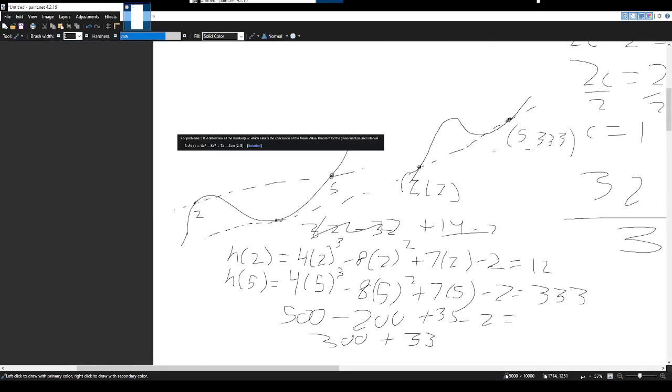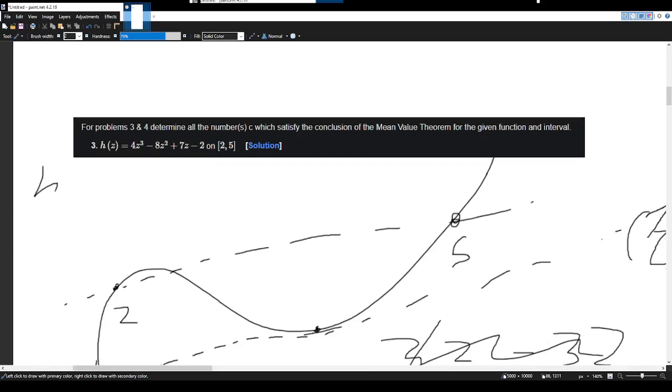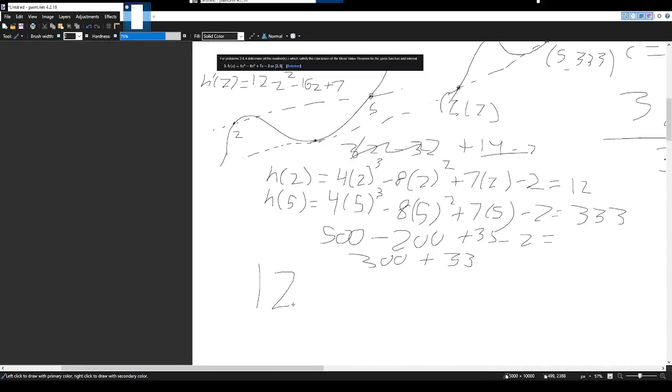So now we want to find where the slope equals 107. Well, the slope is 107, so we want to find the point where the derivative is 107. So the derivative, h prime of z, is 12z squared minus 16z plus 7. Okay, so 12z squared minus 16z plus 7 equals 0.